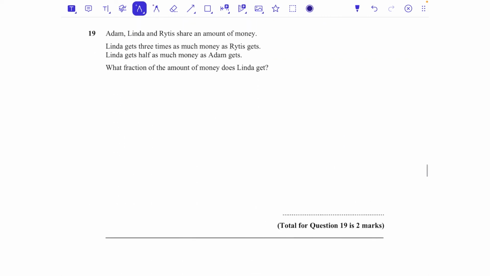Question number 19. Adam, Linda and Ritis share an amount of money. Linda gets 3 times as much as Ritis gets. Linda gets half as much as Adam. What fraction of the amount of money does Linda get? So they've given us no values here.